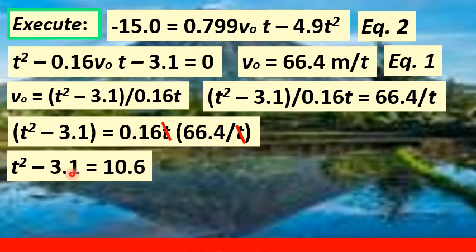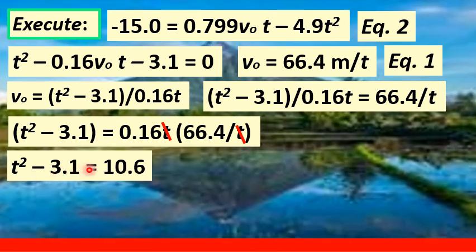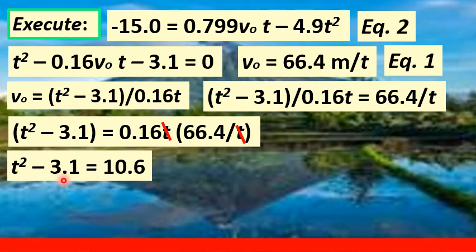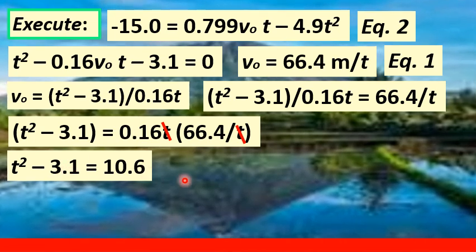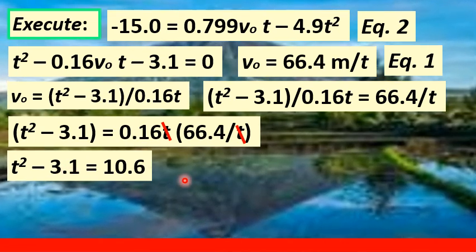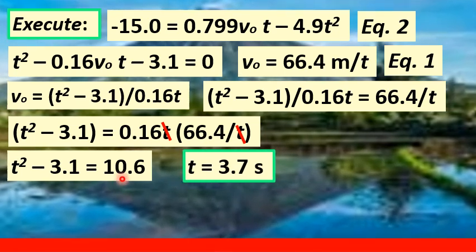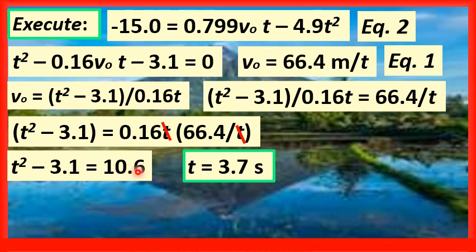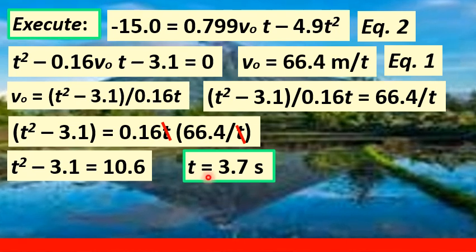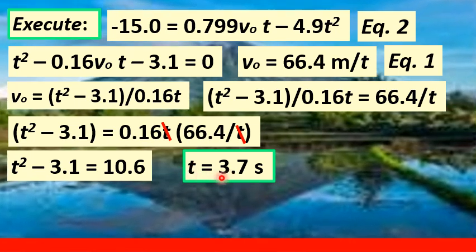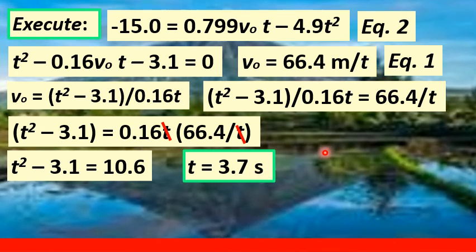All right? So from here, we can now determine the value of t. But first, we will have to transfer 3.1 to the other side of the equation, and we will come up with the value of t. After adding 10.6 plus 3.1 and getting the square root of their sum, we will get the value for the time t equals 3.7 seconds in two significant figures.